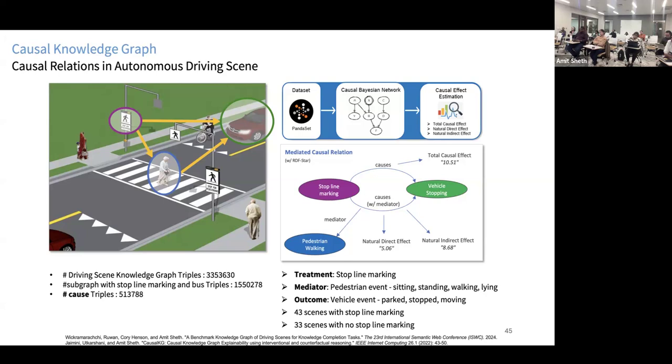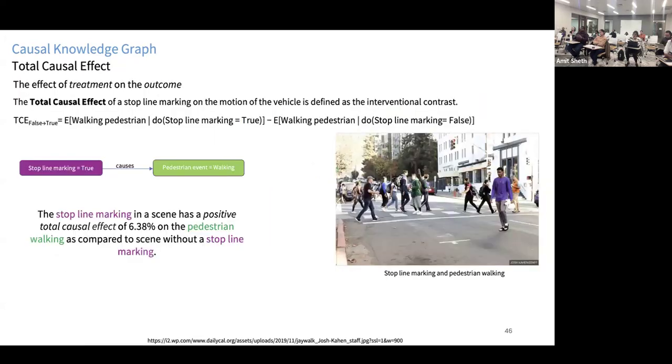And we incorporated them into a knowledge graph, and some of the cool questions that we can ask using those effects are as follows. The total causal effect can help us answer what is the effect of a stop line marking on the motion of a vehicle. That is the interventional question. What if there's a stop line marking versus there's no stop line marking? What would happen to the vehicle? The stop line marking has a positive total causal effect of 6.38% on the pedestrian walking, as compared to the scene without the stop line marking.